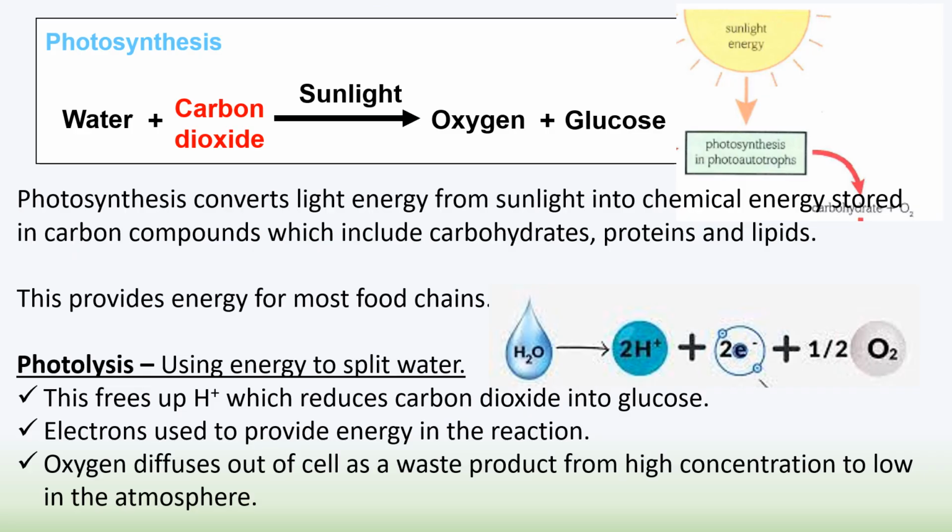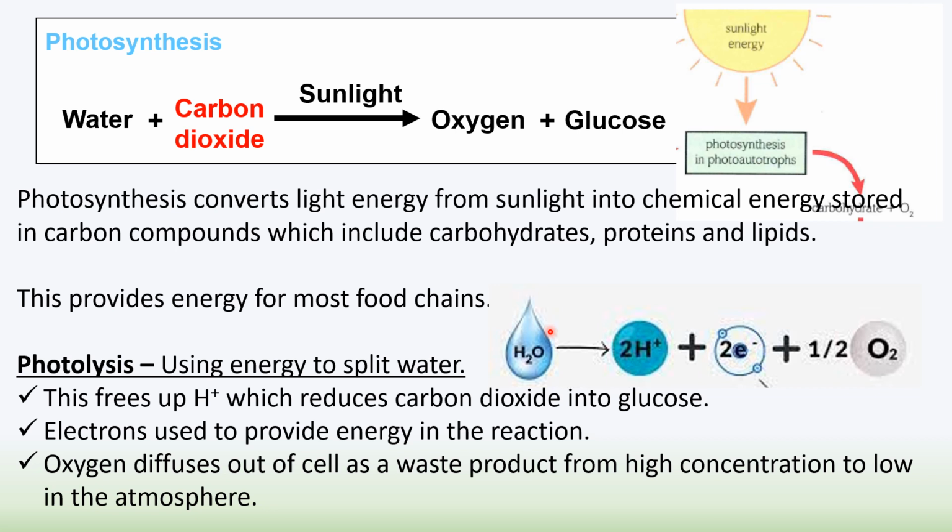You need to know the overall equation for photosynthesis, which is water plus carbon dioxide goes to oxygen and glucose, and that is obviously using sunlight, which provides the energy for photosynthesis. And that is important. It's converting the energy from sunlight into chemical energy, which is stored originally as glucose and then other carbon compounds such as protein, lipids and other carbohydrates.